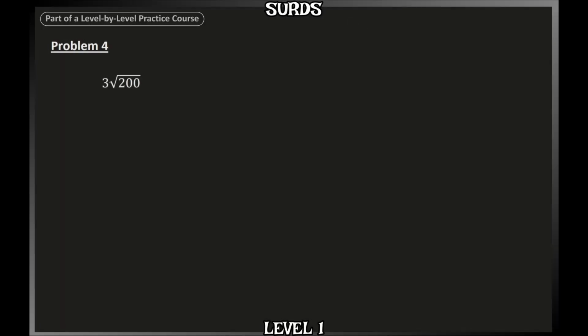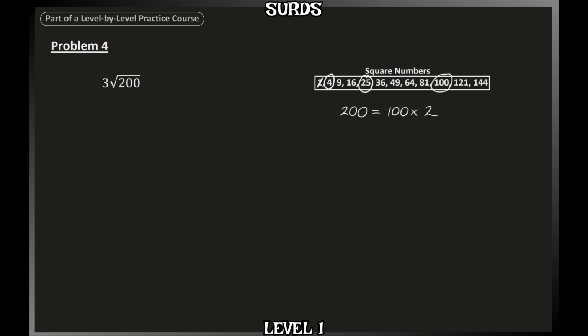In problem 4, we're simplifying 3 times the square root of 200. Now to do this, and focusing on the square root of 200, we want to find two numbers that multiply together to make 200, where one of them is a square number. Now looking at our list of square numbers greater than 1, we can see that there are a few numbers on here that are factors of 200. So 4 divides into 200 exactly, so does 25, and so does 100. And we want to take the largest of these numbers. So we're going to take 100, and we can rewrite 200 as 100 multiplied by 2.